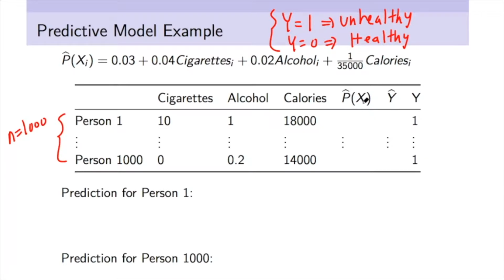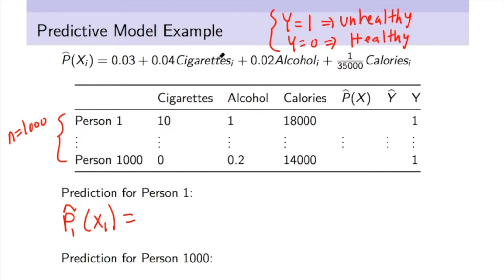So p hat of x is the probability the person is unhealthy that's implied by the predictive model. So let's first compute p hat of x for both person 1 and the last person, person 1000. So p hat of 1 given x1. So this is the probability that the first person is unhealthy given that they smoke 10 cigarettes, 1 liter of alcohol, and 18,000 calories all per week.